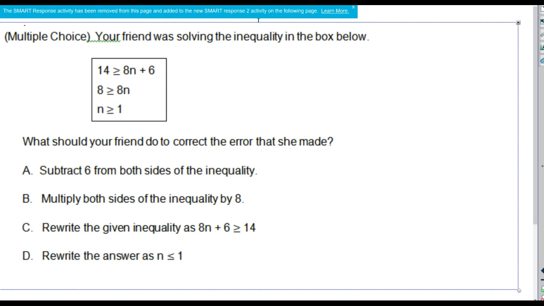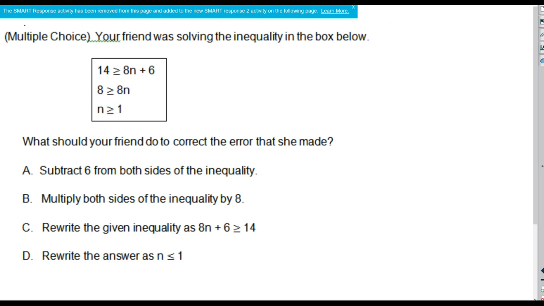It says, your friend was solving the inequality in the box below. They have 14 is greater than or equal to 8n plus 6, and then got to 8 is greater than or equal to 8n, and finally n is greater than or equal to 1. What should your friend do to correct the error that she has made?